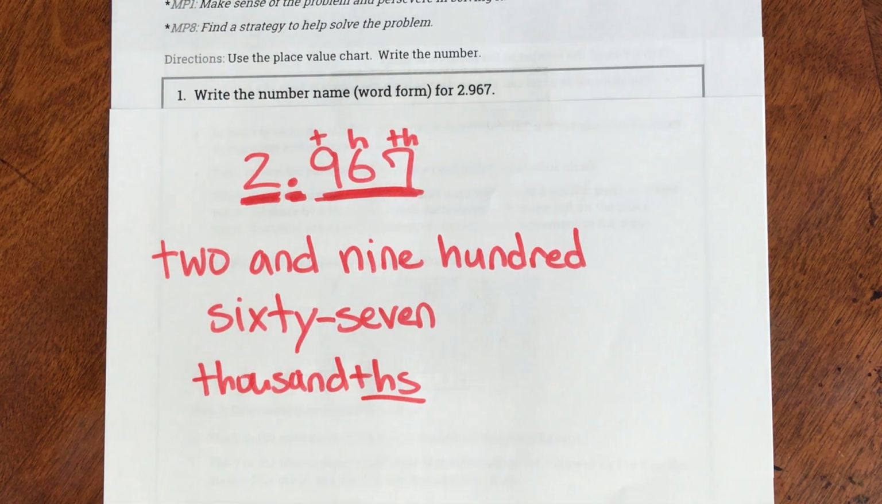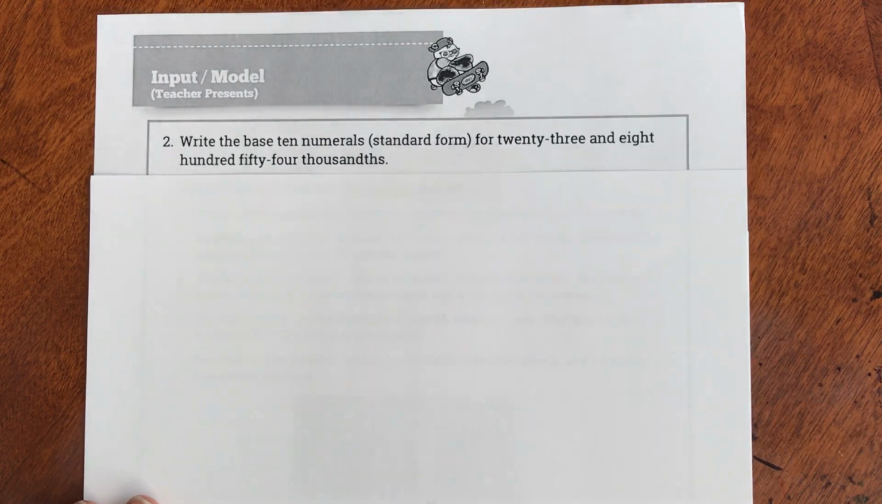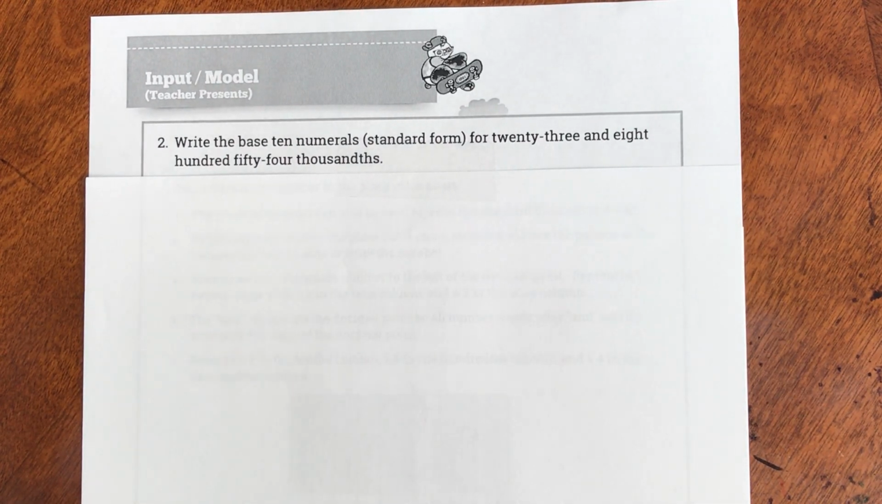Okay, let's try another one. This one, they gave it to me in word form. So it says, write the base 10 numerals, which means standard form. Standard means just written as a regular number, for 23 and 854 thousandths. Okay, so I'm still going to look at my 4 parts.